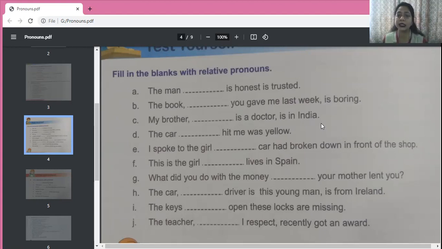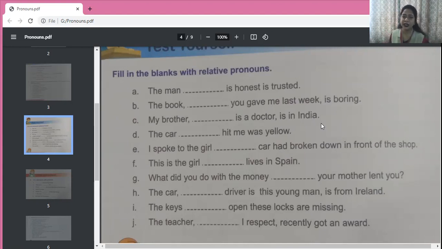I spoke to the girl dash car had broken down in front of the shop. I spoke to the girl whose car had broken down. This is the girl who lives in Spain. What did you do with the money which your mother lent you? Okay, that your mother lent you.